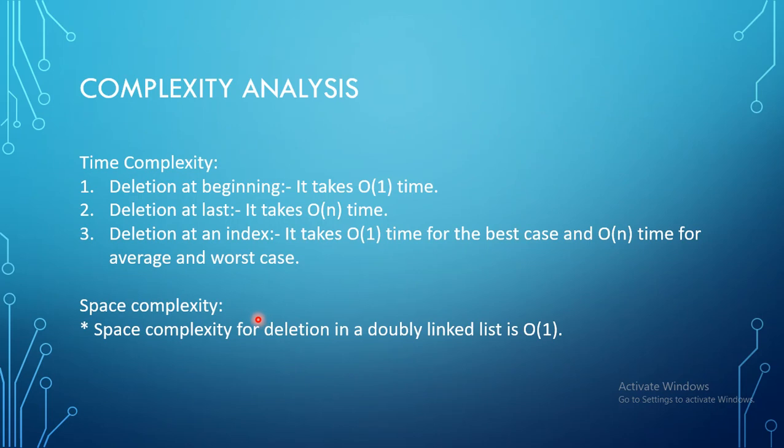If I talk about the space complexity part, deletion in a doubly linked list will also take order of 1 space, as we don't require any other space.